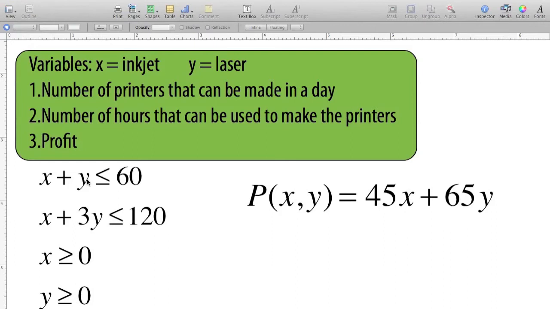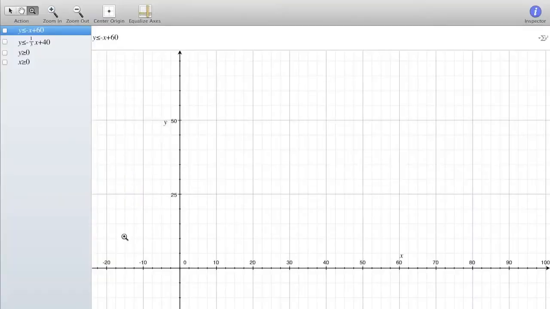Now the first thing we did before we graphed them is set the first 2 equal to y, and you'll see that in just a second. Make sure that you do that because it will be difficult to graph it this way. So we're going to go over to this program and we're going to look at the graphs.